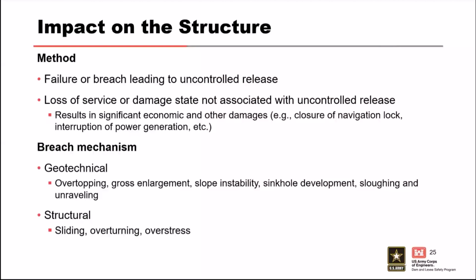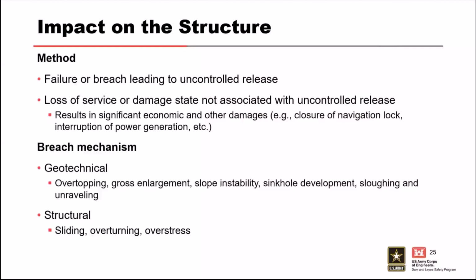The first step of defining the impact on the structure is deciding what that impact actually is. Most commonly for flood risk management infrastructure, the impact of the potential failure mode being evaluated is failure or breach of the damming surface that leads to an uncontrolled release of impounded water and potential life loss. However, as we discussed before, there may be other adverse consequences that result from a potential failure mode that are not tied to life loss, but are tied to economic, environmental, or cultural damages.